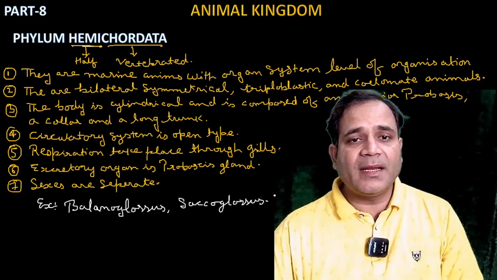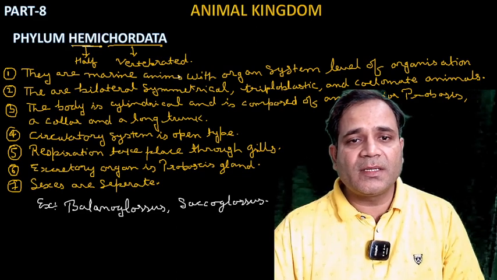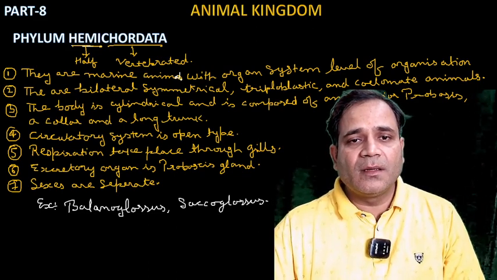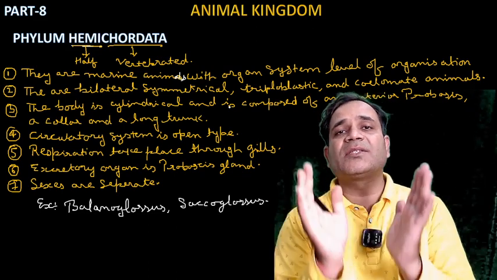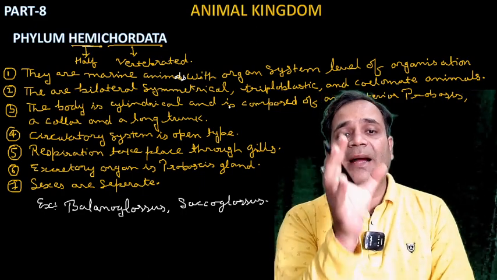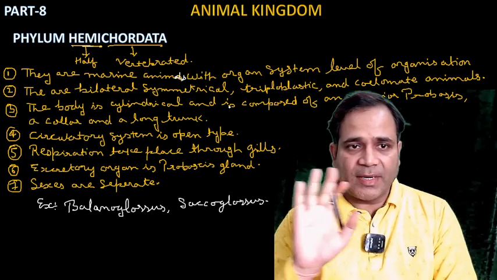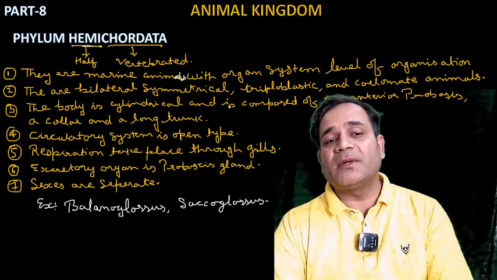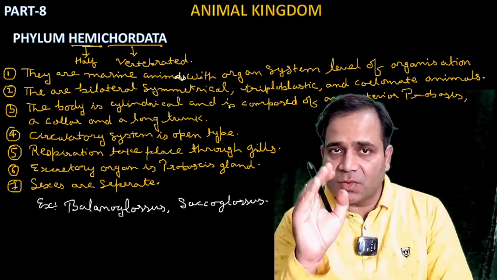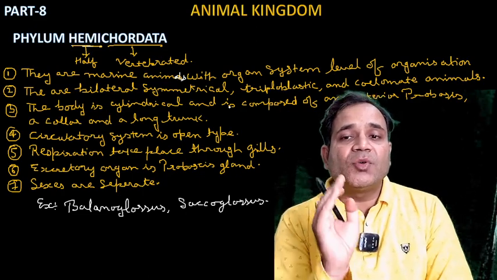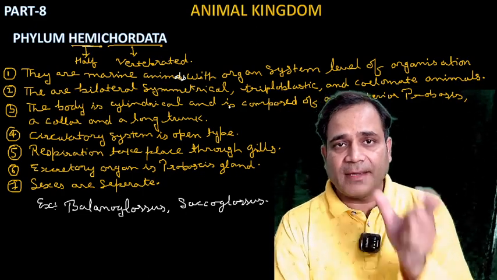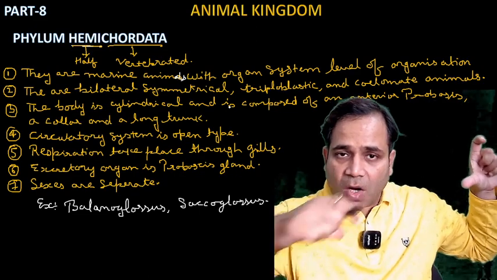Okay, they are marine animals with an organ system level of organization. They are bilateral symmetrical, triploblastic and coelomate animals. Okay, the second point is clear. Now the third point: the body is cylindrical, I will show with the help of a diagram, and is composed of an anterior proboscis, a collar, and then a long trunk.